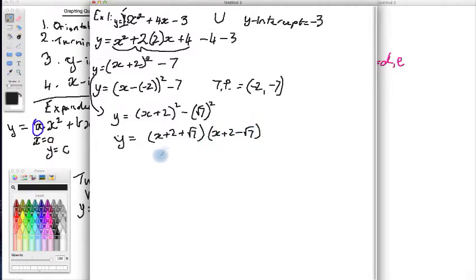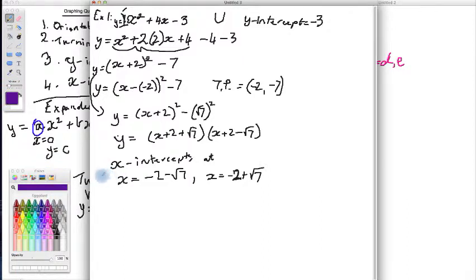So now we can find our x-intercepts. So our x-intercepts are at x equals minus 2 minus root 7, or x equals minus 2 plus, sorry, that's a bad 2, minus 2 plus the square root of 7. So there we go. Now we've got all of our pieces of information. We've got our x-intercepts here, turning point here, orientation there, and y-intercept there. So we're now ready to sketch a graph.